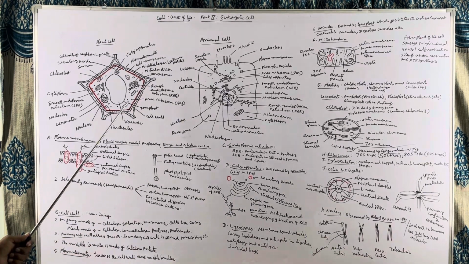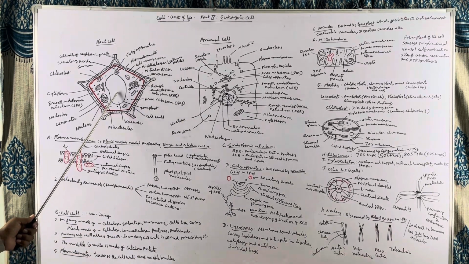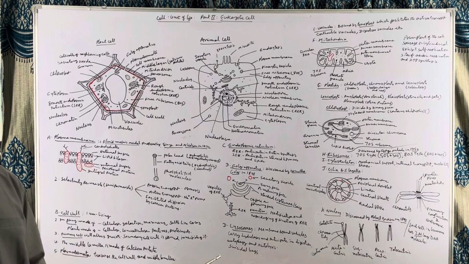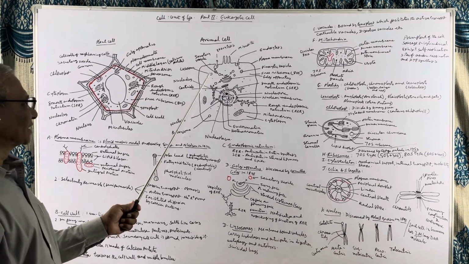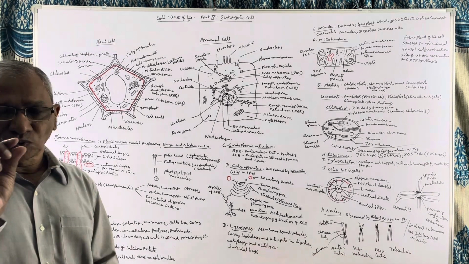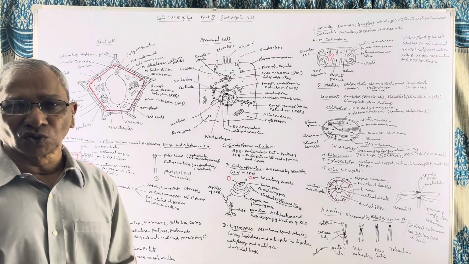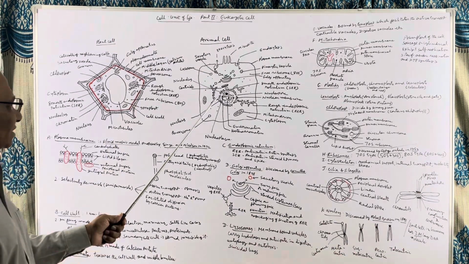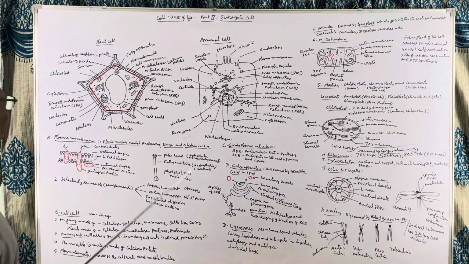Then, in the case of plant cells, there is a large central vacuole. The vacuole occupies much of the cell in the case of plants. In the case of animals, such a large central vacuole is absent, but some small vacuoles like food vacuole, contractile vacuole, etc. are present. But a large vacuole is absent in animal cells.